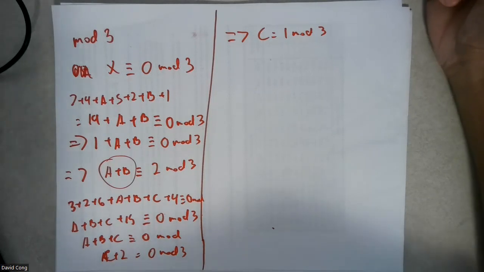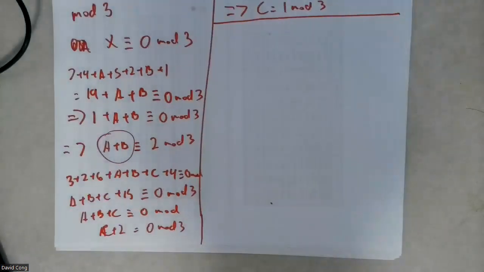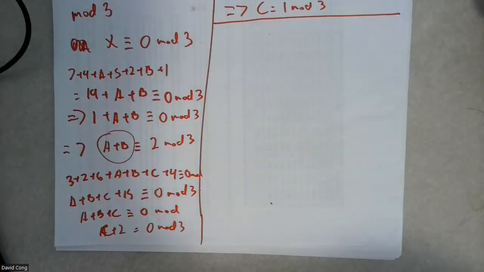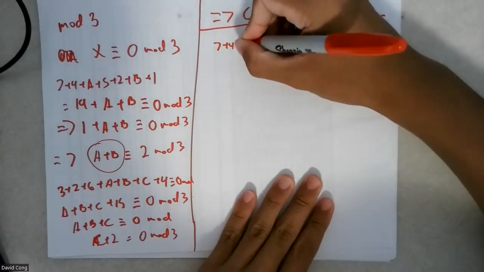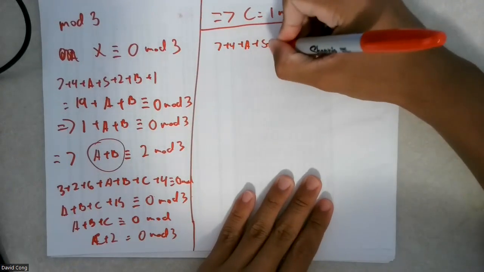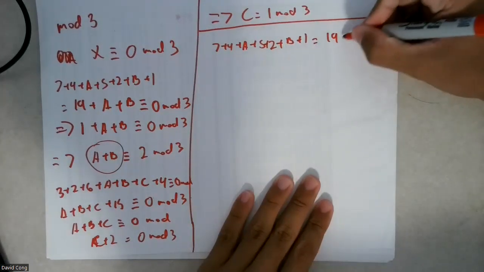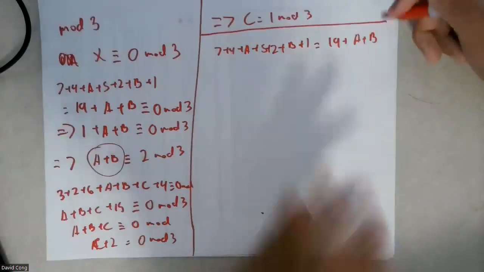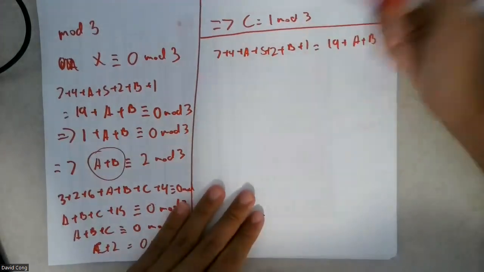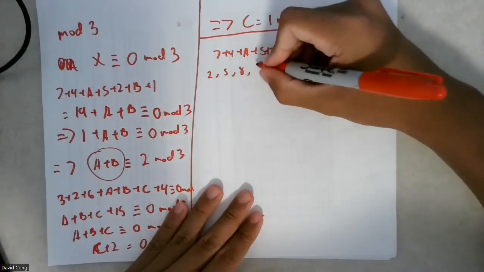And the other way, if you don't know modular arithmetic, is you can just do it with the sums. You know the sum of all the digits must be divisible by 3 for a number to be divisible by 3. So for number 3, you get 7 plus 4 plus A plus 5 plus 2 plus B plus 1, so this is 19 plus A plus B. So what does this tell us? A plus B must be equal to 2, comma, it could be one of these numbers.